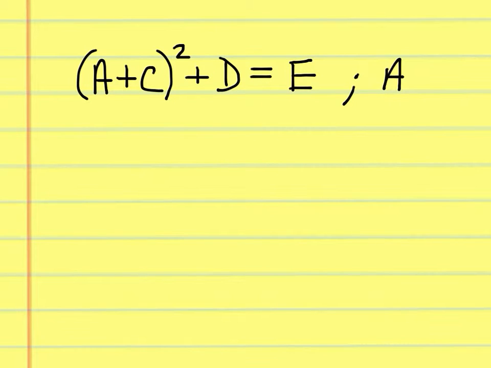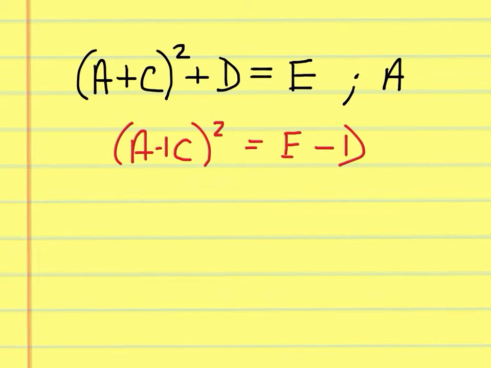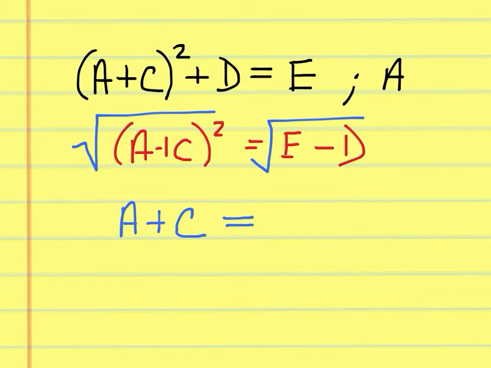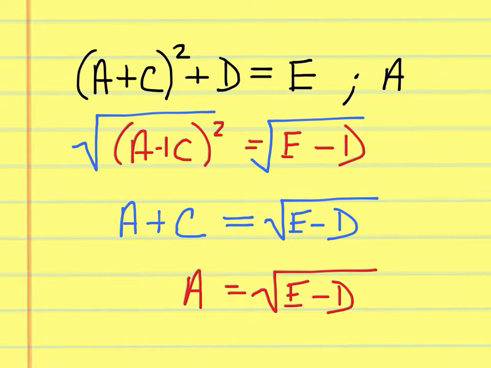We are looking to get A by itself, and to do that, our first step is to move the D to the right side. And it becomes minus D. Now we have to get rid of the quantity squared, and to do that, you need the square root of both sides. And that leaves you with A plus C equals the square root of E minus D. And to get A by itself, you must move that C to the right side. So that leaves you with the square root of E minus D and then minus C.